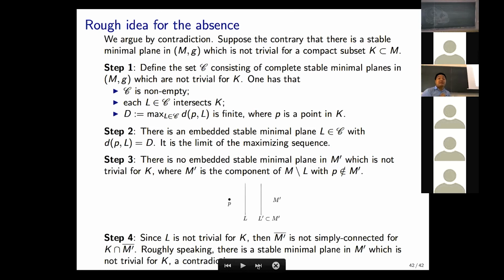Step two, we can find an embedded stable minimal plane L in the set with the distance from P to L equal to D. Because we can consider a minimizing sequence and consider the limit of this sequence, the limit is the required plane. Step three, we use the definition to show that there is no embedded stable minimal plane in M prime which is non-trivial for K, where M prime is the component of M delete L with P in M prime.